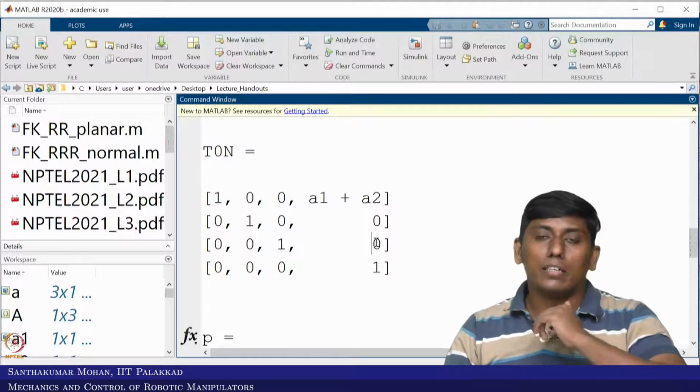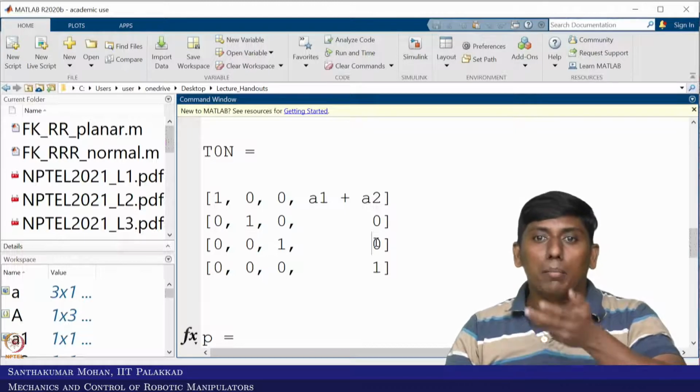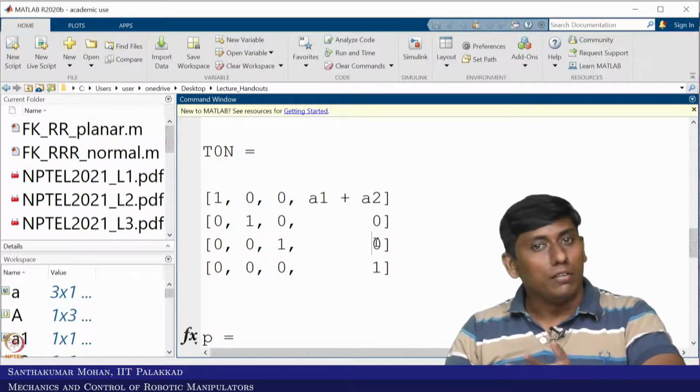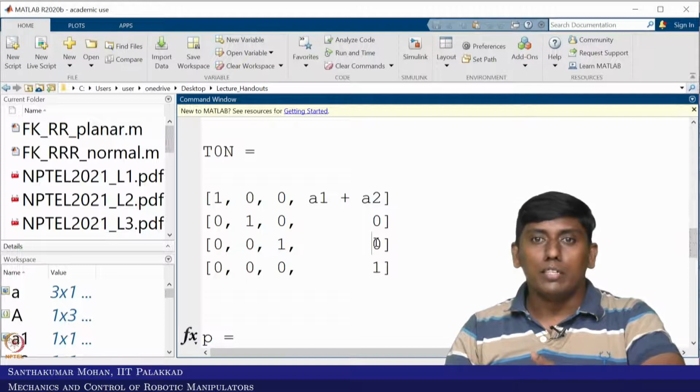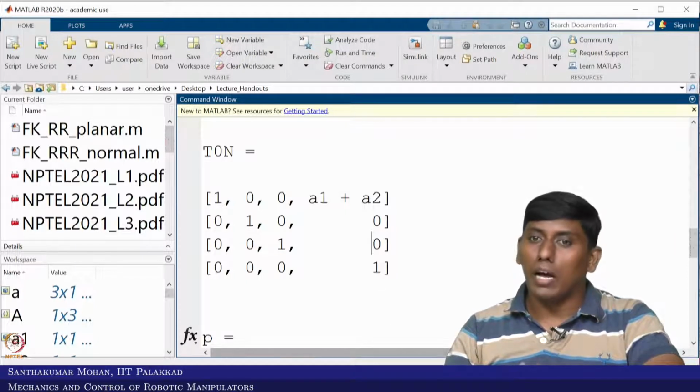So, now you can see that this is the way you can use MATLAB as one of the aids, and we have obtained this. Now the same thing can be used even for other benefit.